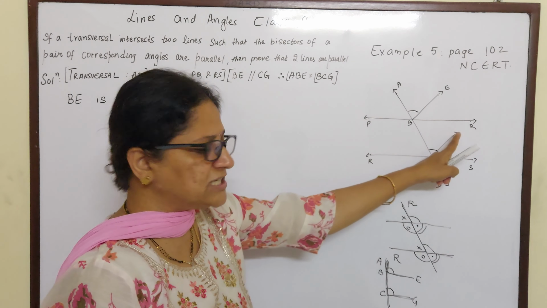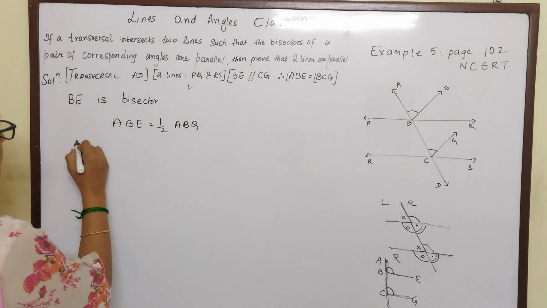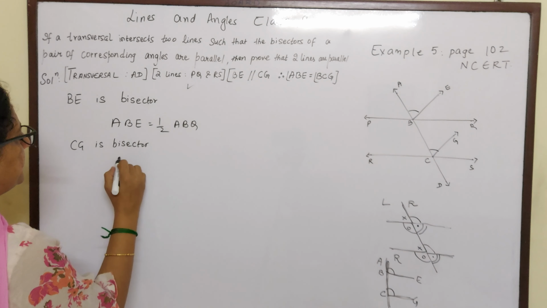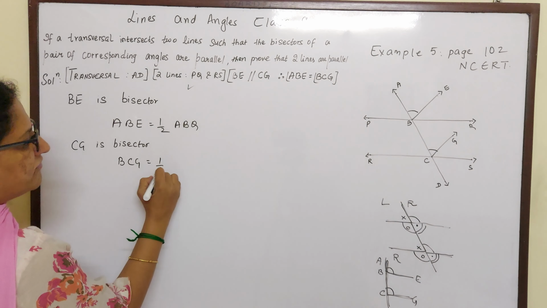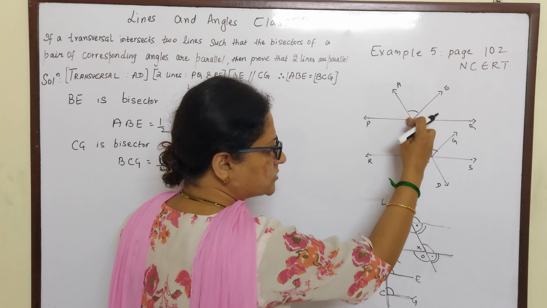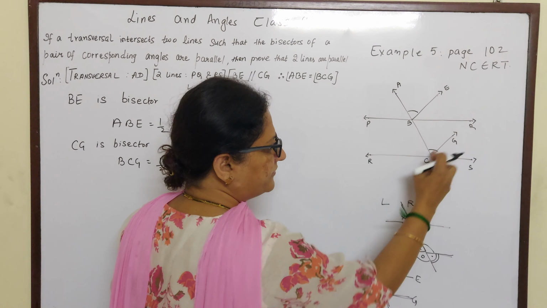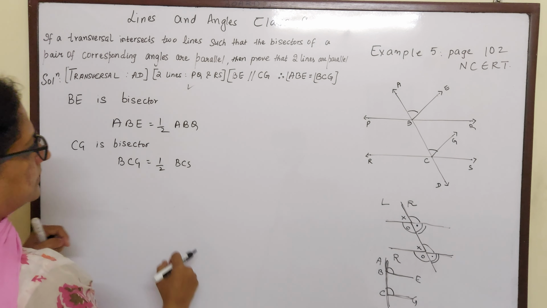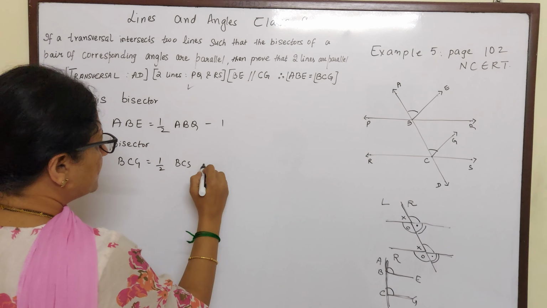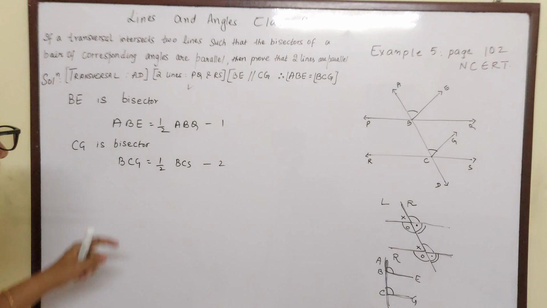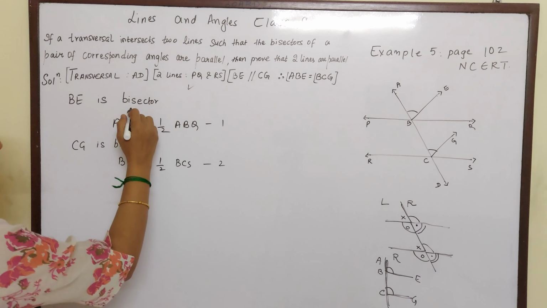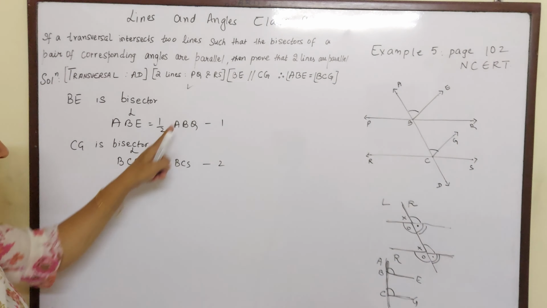In the same way, if CG is the bisector, what will happen? If CG is the bisector, then you can say BCG is half of BCS. If this is 70, this is 35, this is 35, so BCG is half of BCS. So let us assume this to be the first equation and this to be the second equation. But ABE is equal to BCG, right? So if left hand sides are equal, then right hand sides also will be equal.